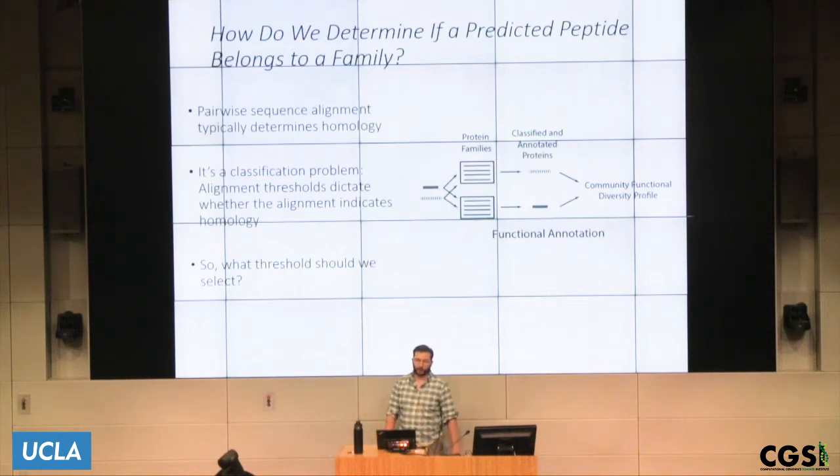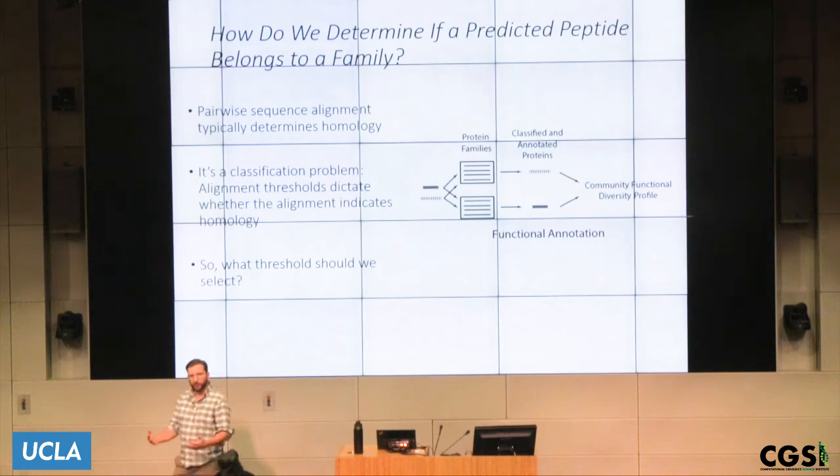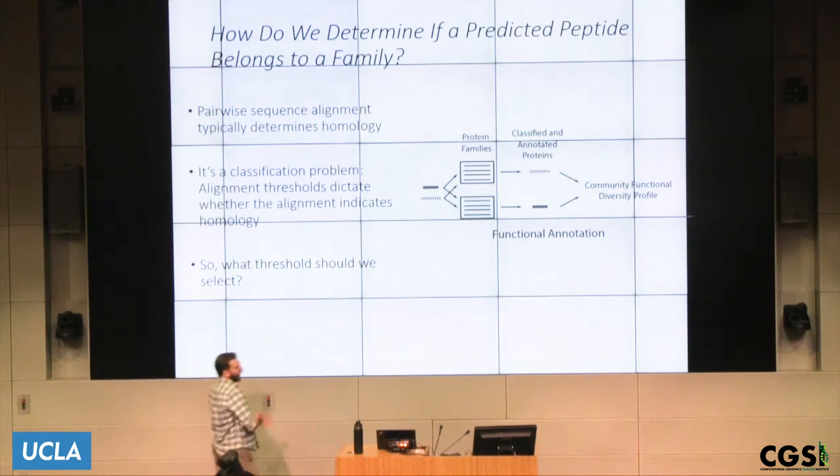So then how do we determine if a predicted peptide belongs to a family? Well, as I've noted already, we're going to use pairwise sequence alignment to determine homology. Based upon the alignment score or some other threshold, e-value, whatever you choose, you're going to classify a predicted peptide into a family. So what threshold should we select? Should we just pull something out of the bag? Should we think about it through a statistically guided framework?